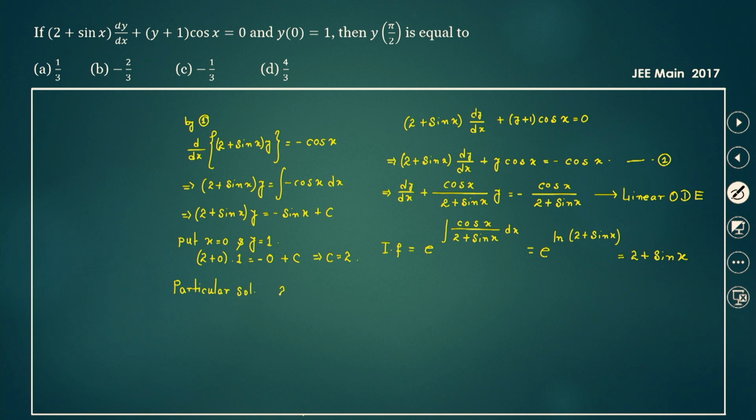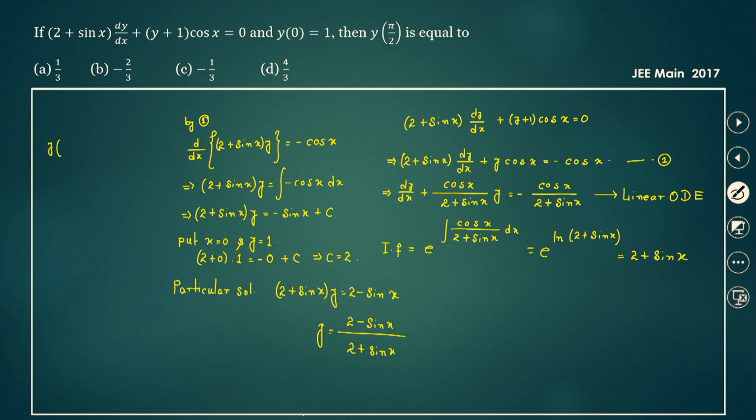That's it. So the particular solution gives me (2 plus sine x) multiplied by y is equal to 2 minus sine x. I just repeat that sign: 2 minus sine x. So my required solution is y equal to (2 minus sine x) divided by (2 plus sine x). But here we are not looking for the particular solution in a beautiful form. We are looking for the value of y(pi/2), so we'll substitute pi/2 here.